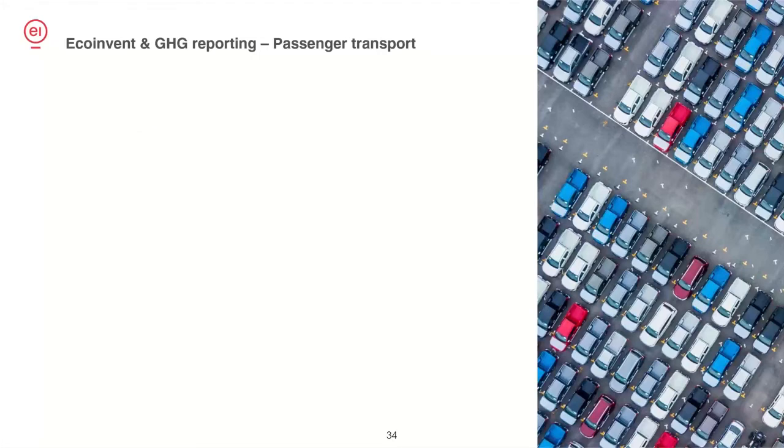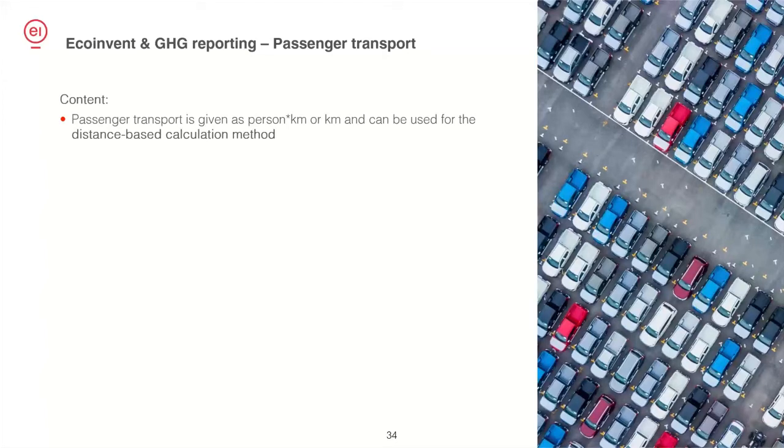This leads me to the next category, which is the use of ecoinvent data for passenger transport. Passenger transport in the database is given as person kilometer. This means one person being transported over 1 kilometer, or simply as kilometer. And in the context of passenger transport, the unit of kilometer refers to an average number of passengers being transported. Again, these emission factors of passenger transport can be used for the distance-based calculation method.